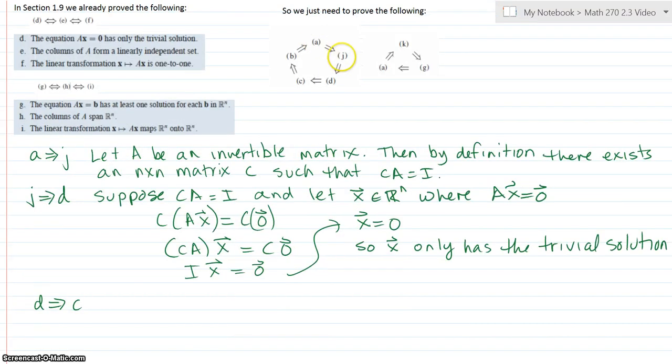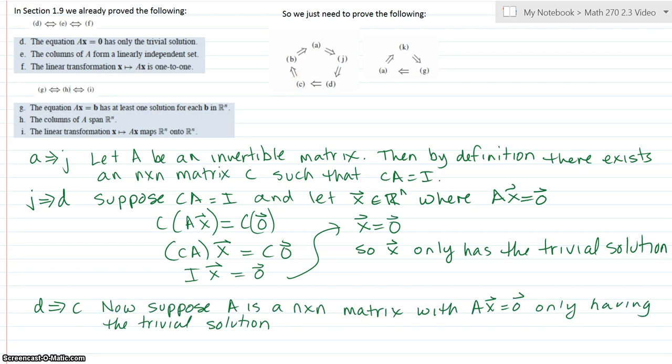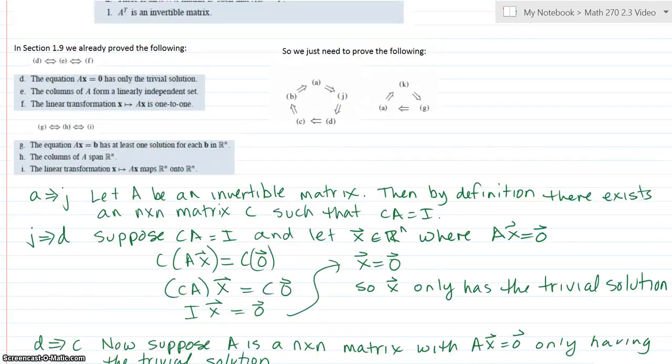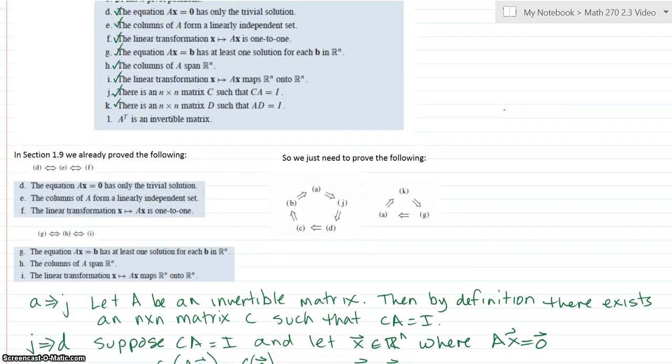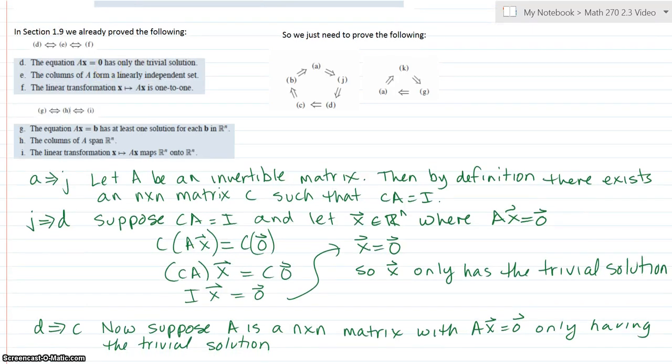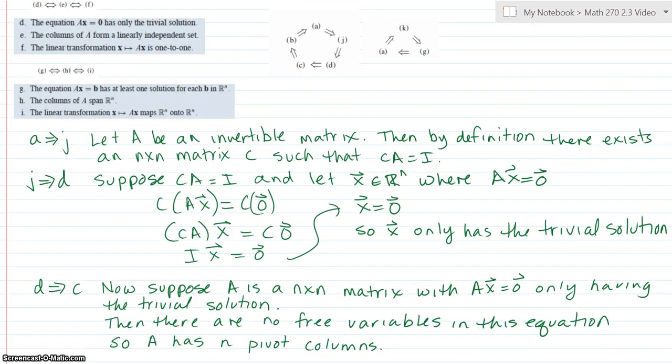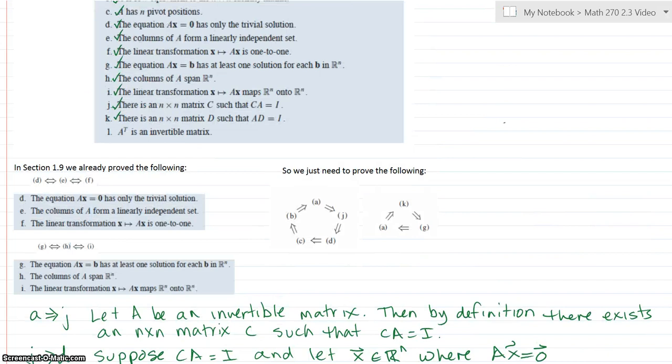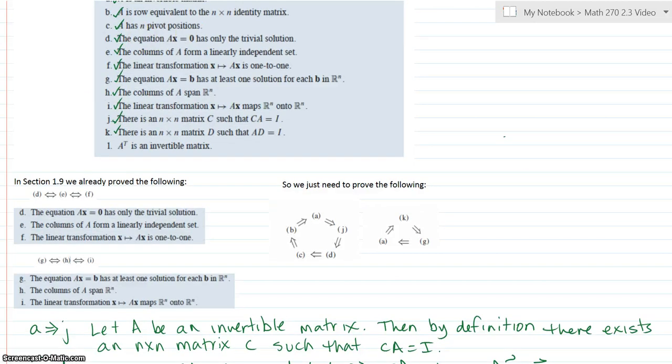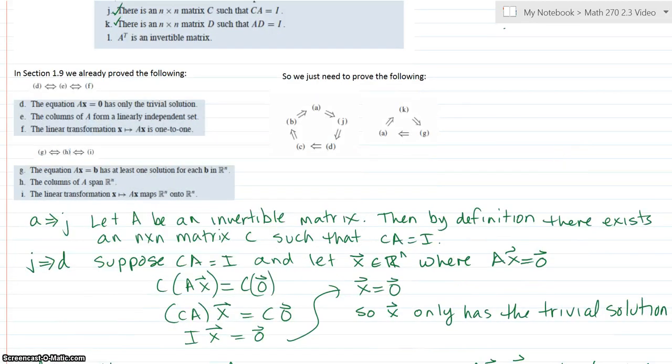So far A implies J, J implies D, so now I'm on D implies C. So now suppose A is an n by n matrix with AX equaling 0 only having the trivial solution, which is what D was. So then there are no free variables in this equation, so A has n pivot columns, which, by the way, is what C is. Let's go look at C again. A has n pivot columns. So that proves that.